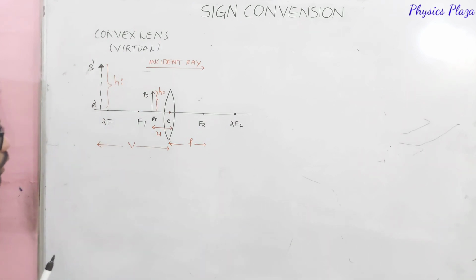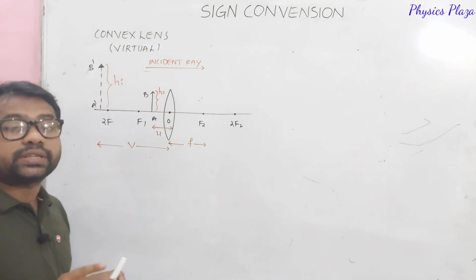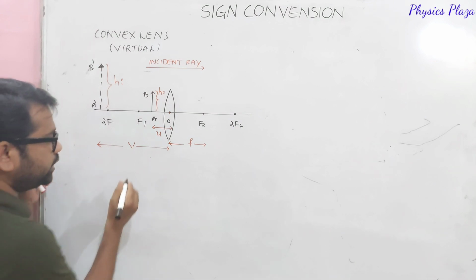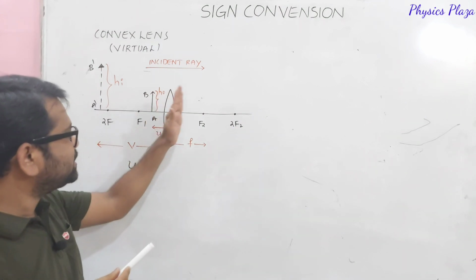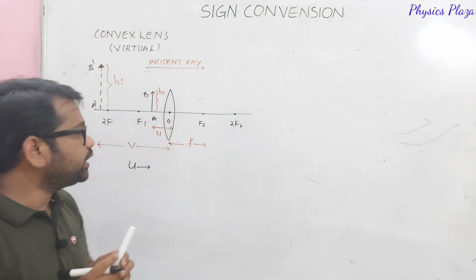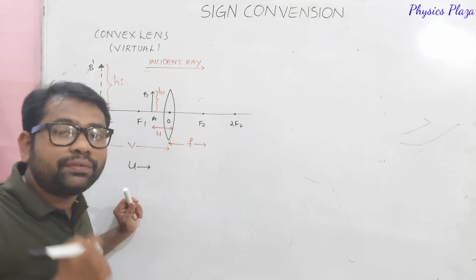Now children, look at here. According to the sign convention rule, again I am telling you. Children, let us see object distance. Here the object is placed on the left side. Okay now, and look at here. To measure the object distance, again from where do we need to start?